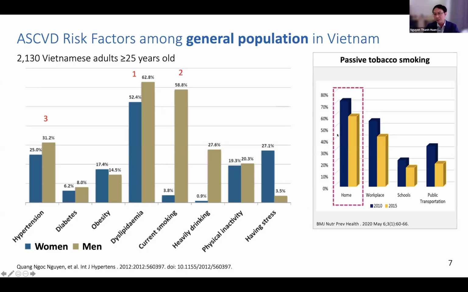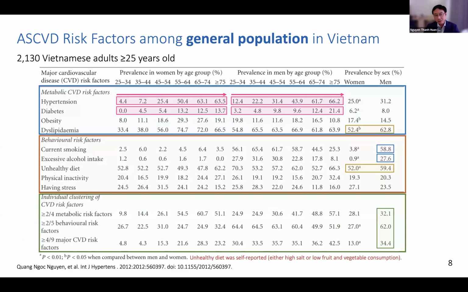Importantly, passive smoking is also a major health issue in Vietnam, with the home being the most common environment for passive smoking from male family members, such as fathers and grandfathers, who smoke in the house. To further understand the ASCVD risk factors in Vietnam, please take a look at this table for more detailed information.